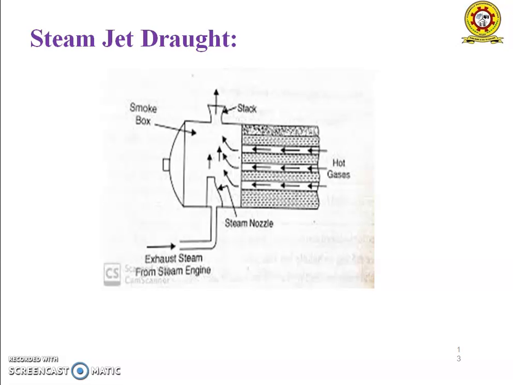Steam jet draught may be induced or forced draught depending upon the location of the steam producing the draught. The induced draught produced by the steam jet in this system is used for locomotive boilers. Exhaust steam from the engine enters the smoke box through the nozzle to create the draught. The air is induced through the flue gases from the ash pit to the smoke box.